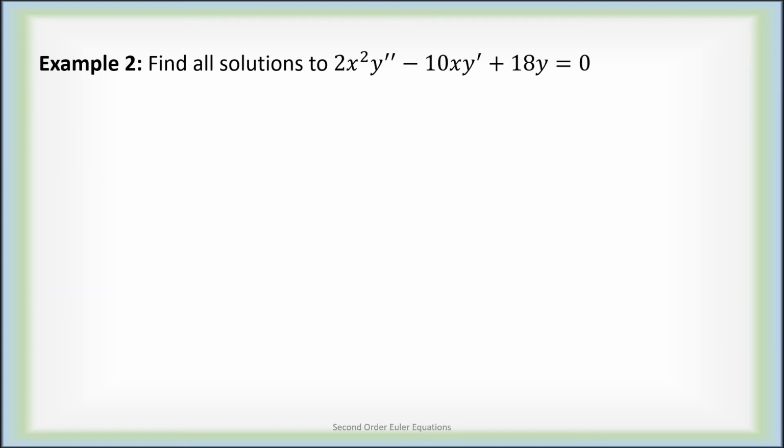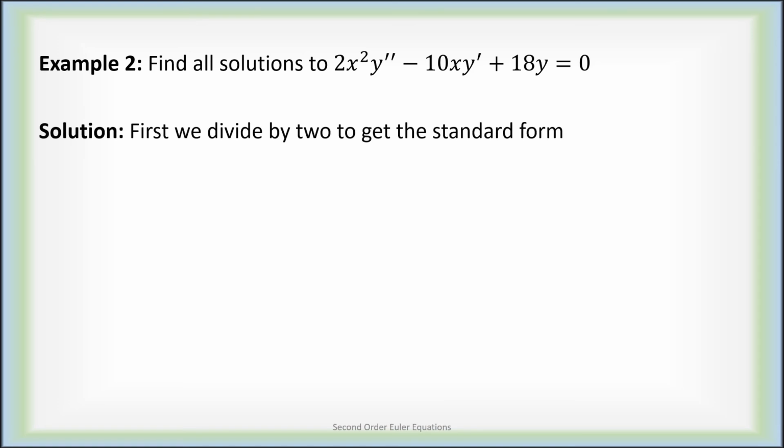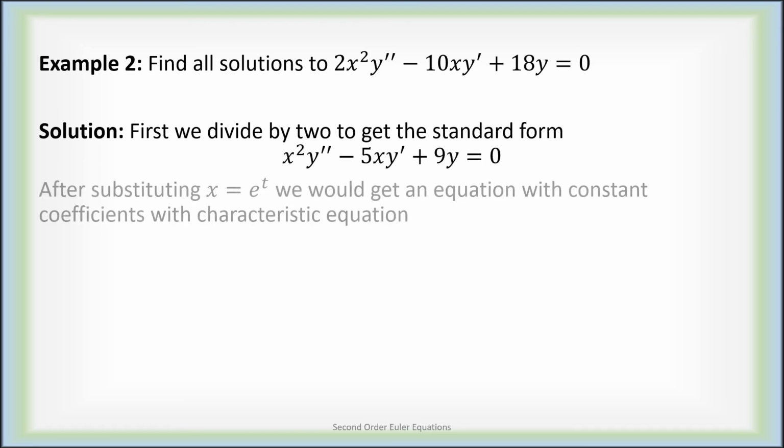Let's get more practice by finding all solutions to 2x squared y double prime minus 10xy prime plus 18y equals 0. The first thing we must observe is that we have this constant coefficient of 2 out in front of our x squared y double prime term, and we don't want it there. So let's divide that out to get the standard form. x squared y double prime minus 5xy prime plus 9y equals 0.